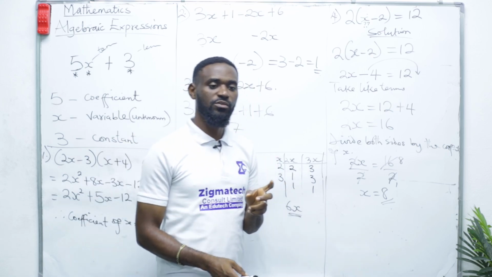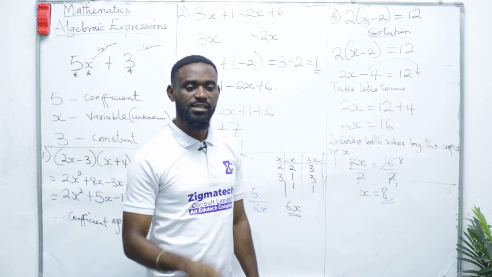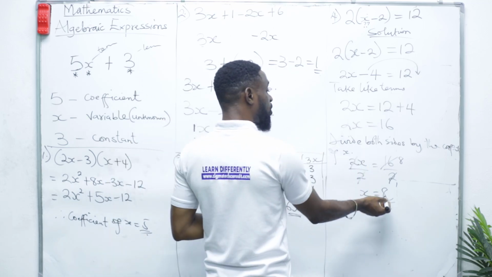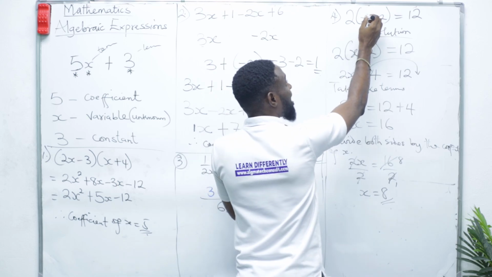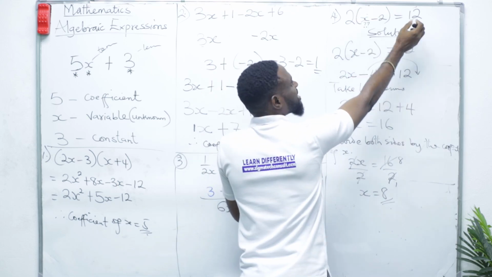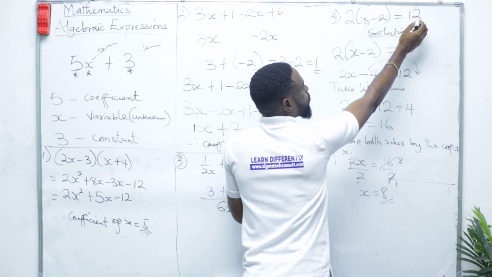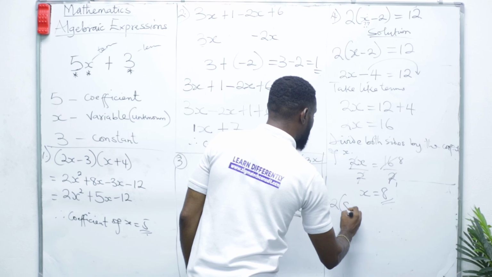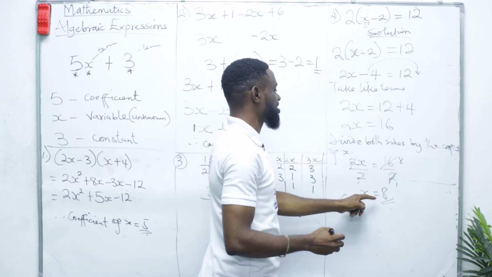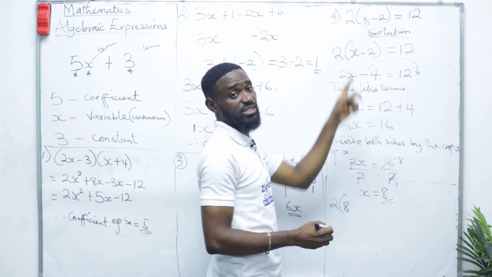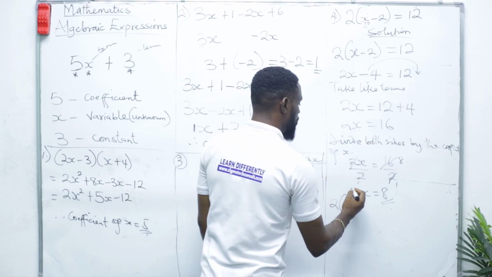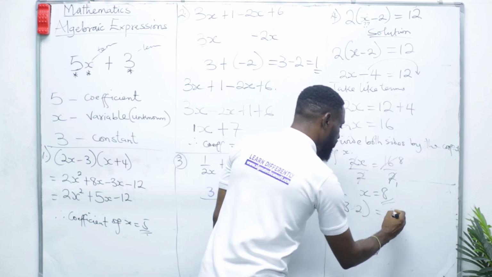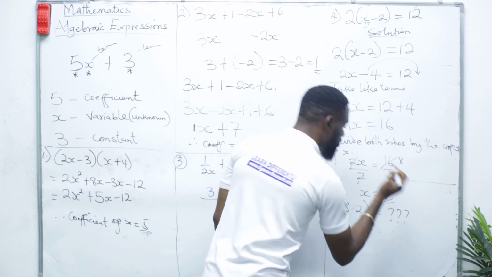Do you understand? So if you look at your options, option E is the correct option. Now let's see if it is correct. We are saying that this x here means 8. So let's put it here and see if it will be equal to 12. Since we say x is 8, we replace it with 8. So 2, open bracket 8 minus 2, will it be equal to 12? Let's see. What will it be equal to?